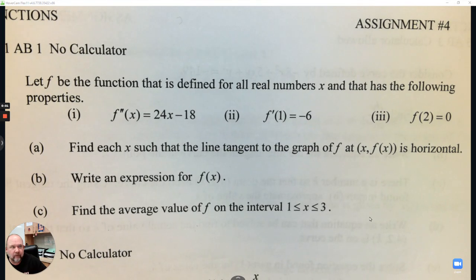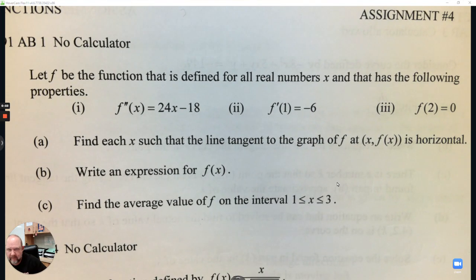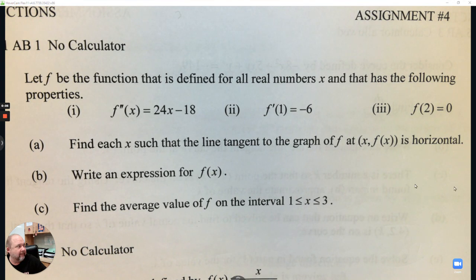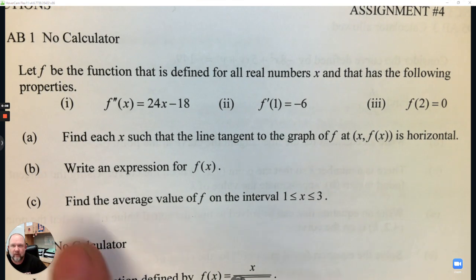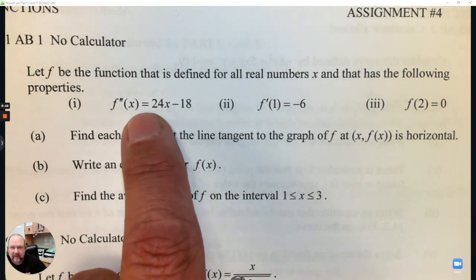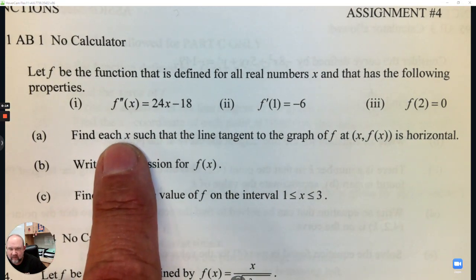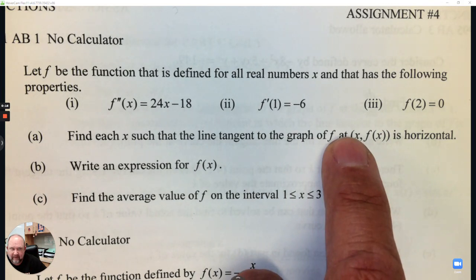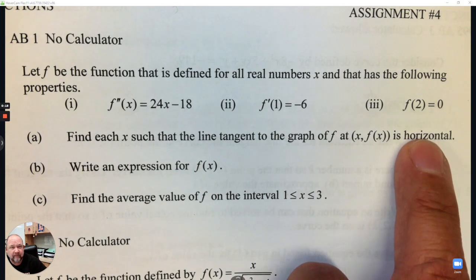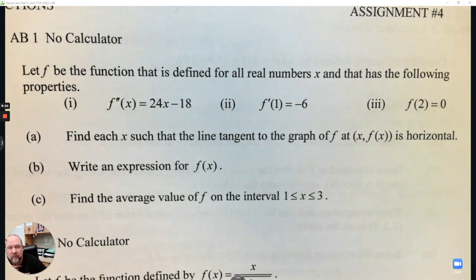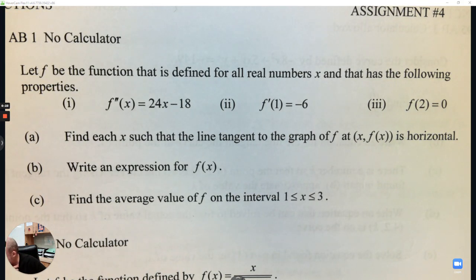Alright, so here's the solutions to assignment number 4. You should do it first, right? And then follow. So let the function that's defined here. So we have a second derivative, a first derivative, and a function. And find each x so that the line tangent to the graph is horizontal. So that's when the derivative is equal to 0.